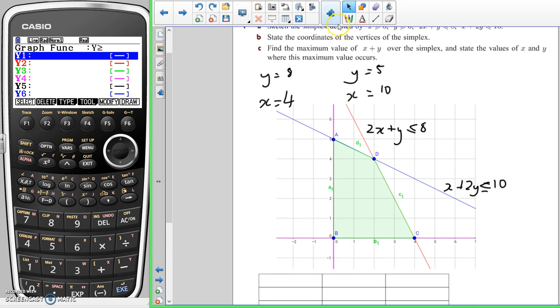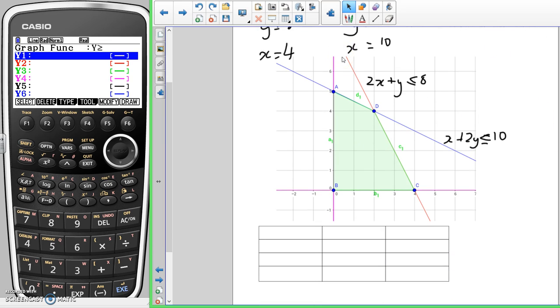Then we need to state the coordinates of the vertices of the simplex. So obviously, because we know that it's less than or equal to with the x plus 2y, that means the simplex will be below our lines. So we need to find the coordinates. So the easy one to start with is down the bottom here. We've got 0 and 0. The one over there will go from here, we'll go across, it'll give us 4, 0.